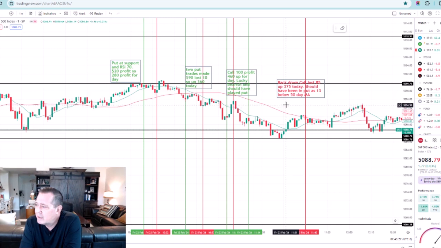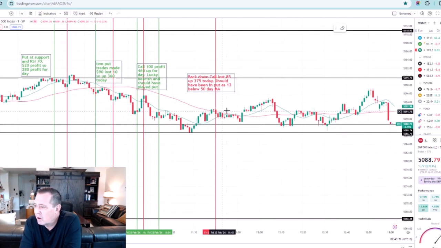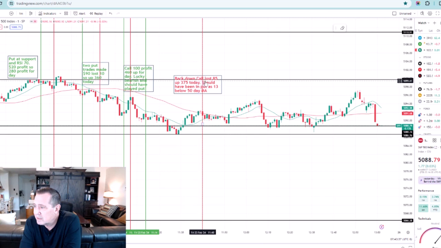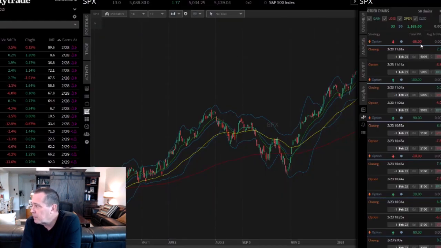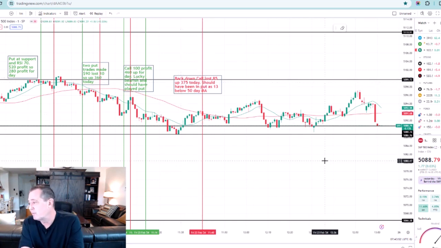And then my last trade was a call. I saw it trending up. And I lost $85 on my last trade right here. But overall for the day, I was up $375.